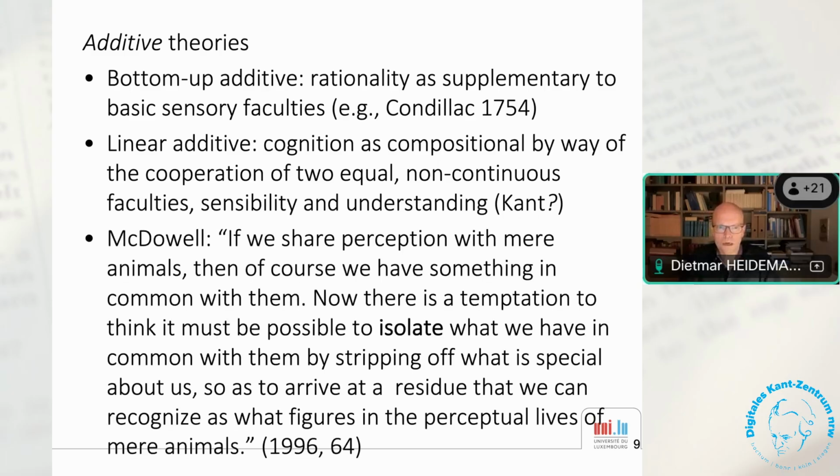This is from Mind and World, where McDowell writes: "If we share perception with mere animals, then of course we have something in common with them. Now, there is a temptation to think it must be possible to isolate what we have in common with them by stripping off what is special about us, so as to arrive at a residue that we can recognize as what figures in the perceptual lives of mere animals." So the key word here, I think, and the word that indicates that he is referring to Kant without mentioning Kant's name, is "isolate," because this is exactly what Kant uses.